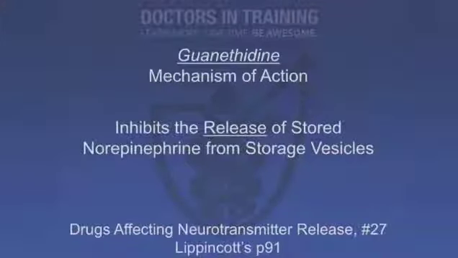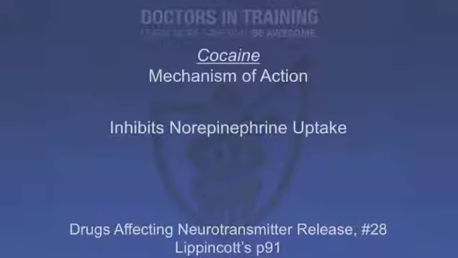Guanethidine will inhibit the release of stored norepinephrine, and it will actually displace norepinephrine from storage vesicles. So when you first give this medication, you might actually get an increase in blood pressure, an increase in sympathetic tone. But eventually you get a gradual depletion of your norepinephrine, and you'll get a very similar response to reserpine. And then finally, we should probably mention cocaine. Cocaine will inhibit norepinephrine uptake. In and of itself, cocaine is an adrenergic agonist, so it sort of balances itself out. And we don't use that clinically very often either.